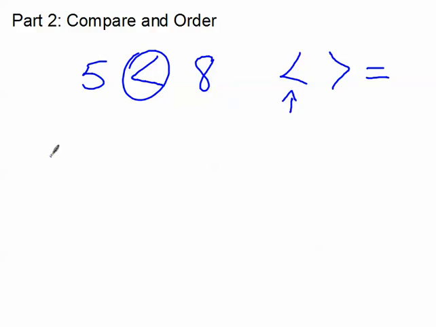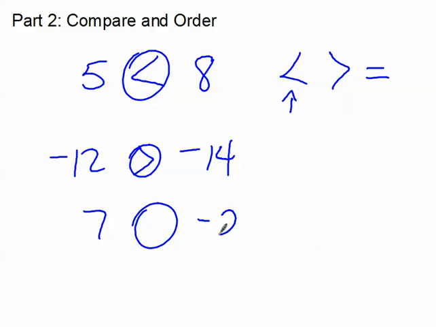Well, what if I gave you -12 and -14? Well, in this particular case, with the -12 and the -14, the -12 is actually furthest to the right, so we would use a greater than symbol. Okay? And if I gave you a positive number and a negative number, we know the positive numbers are always going to be bigger than negative, so in this case 7 is greater than -2. And that's how we compare two numbers.